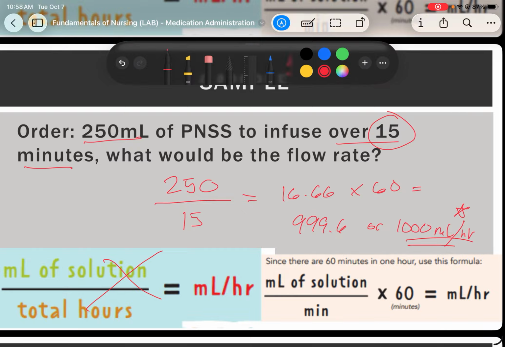Again, big star. And if you extrapolate that, class, it's very simple. In 1 hour, there are 4 15-minute increments. Every 15 minutes, it will infuse 250 ml. So, 250 times 4 is equal to 1,000 ml in 1 hour. Very simple.